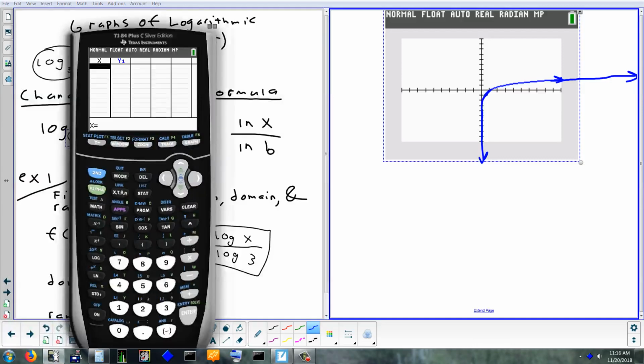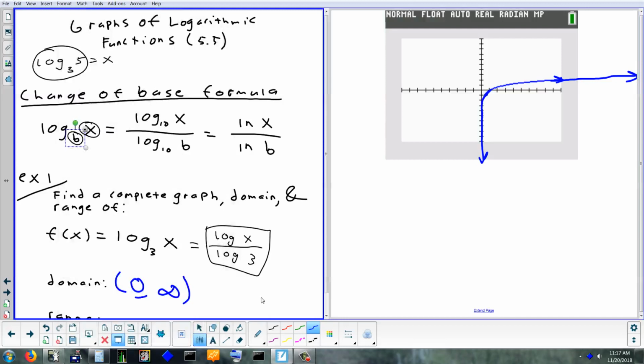If you go to your table, type in a big number for x, like 25, you're at 3. Go to 500, you're at 5.6, still going up. Go like 9,000, you're at 8.2. So you can see how slow, right? From 500 to 9,000, I went 8,500 units on the x-axis, and the y-axis didn't even go up 3. So it's going up very, very slowly. All right? So range is -infinity to infinity.